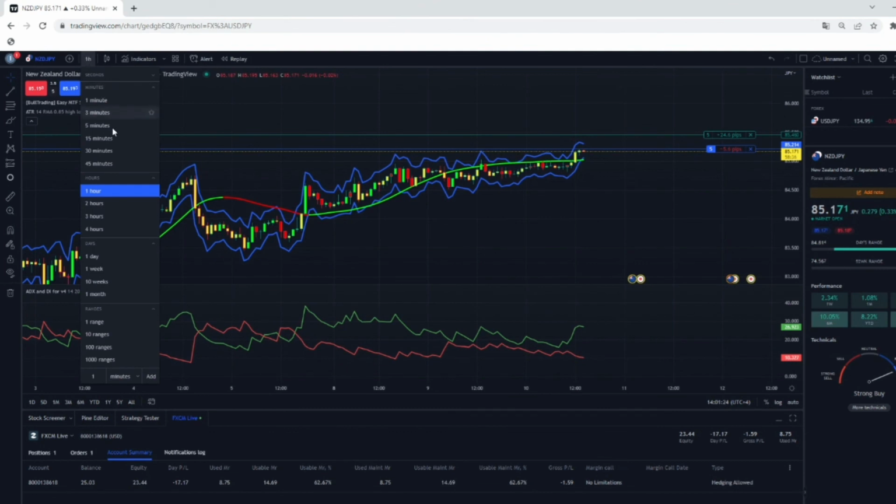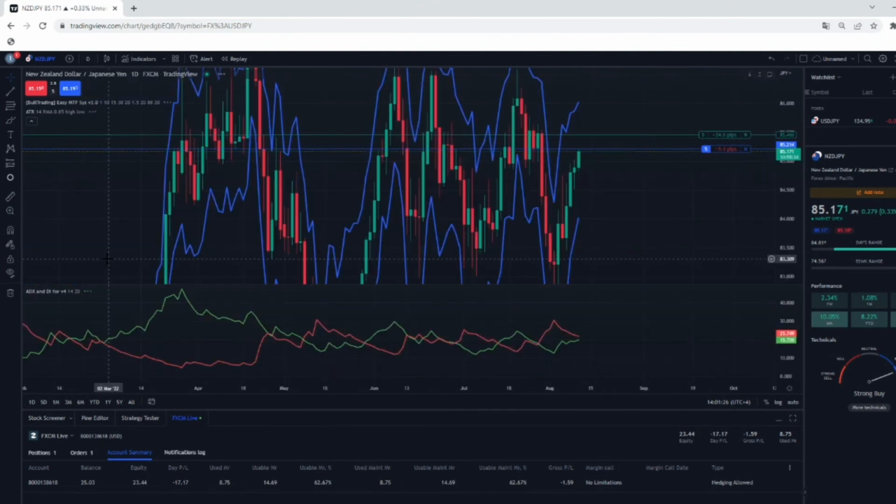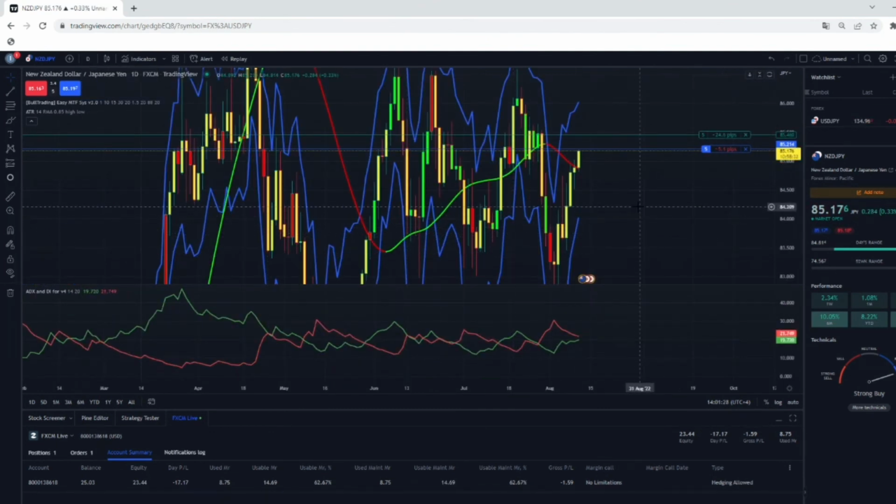So, we can say that when the price tests the value zone from below, the value zone will act as a resistance. On the other hand, if the price tests the value zone from above, it will act as a support.